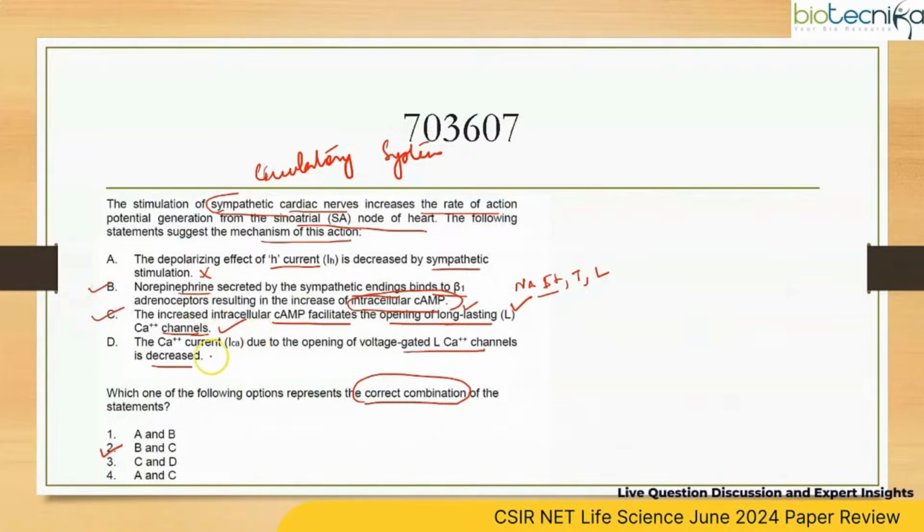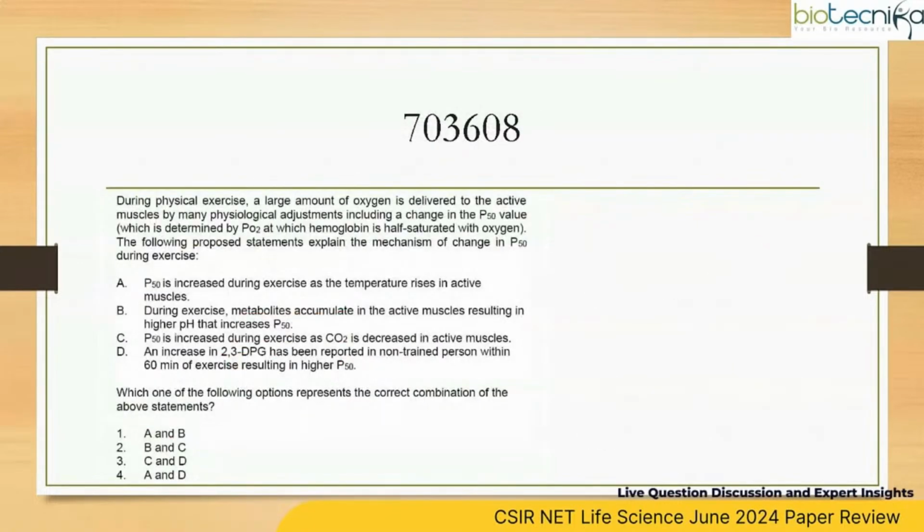Let us talk about D. D says the calcium current due to opening of voltage gated L calcium channels is decreased. So no, as we said, it will further enhance the opening of L type calcium channels. So that is why D is again incorrect. So the correct answer for this question is option 2. B and C statements are correct over here. Let's move on to the next question.